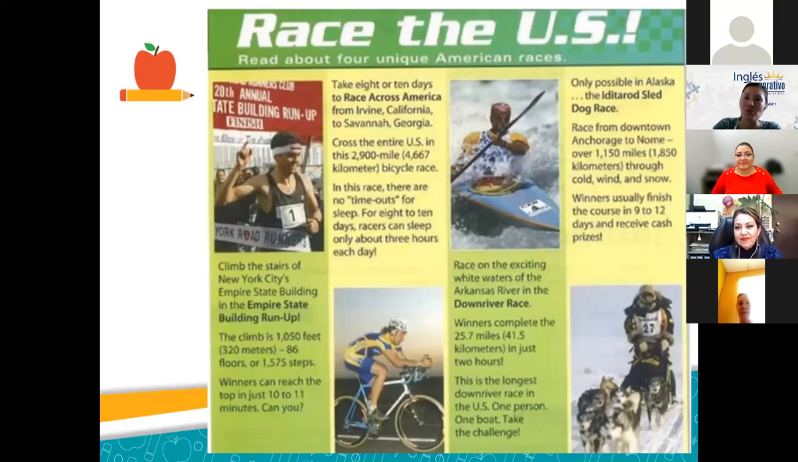And I will read the last one, right? It says, only possible in Alaska. It says, Iditarod sled dog race, right? Race from downtown Anchorage to Nome, over 1,150 miles, so 1,850 kilometers, through cold, wind, and snow. Winners usually finish the course in 9 to 12 days and receive cash prizes, right?